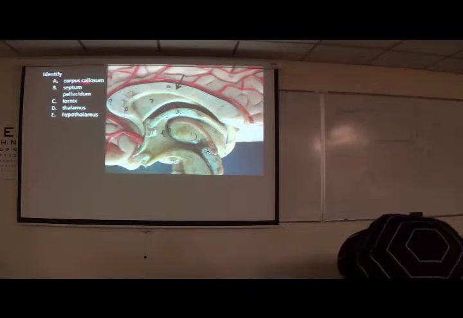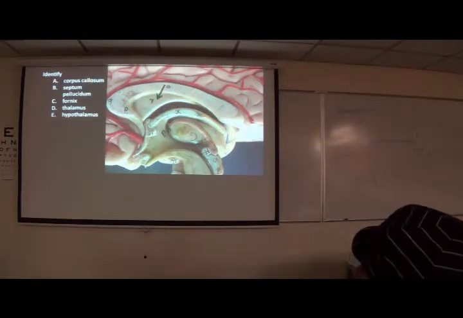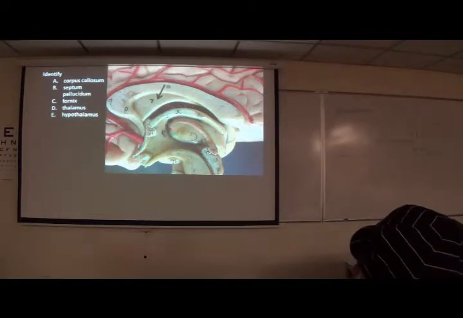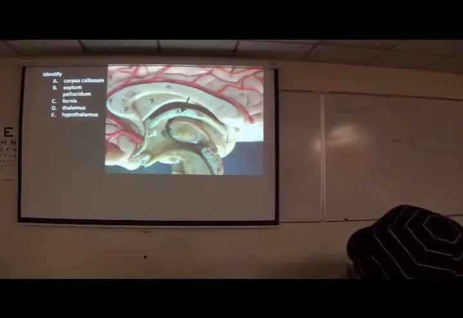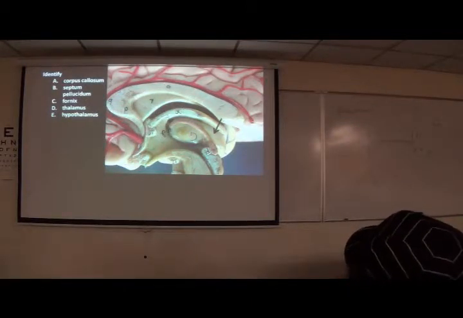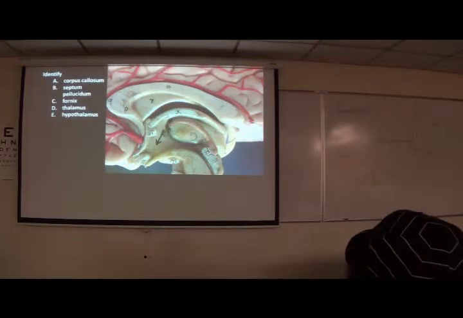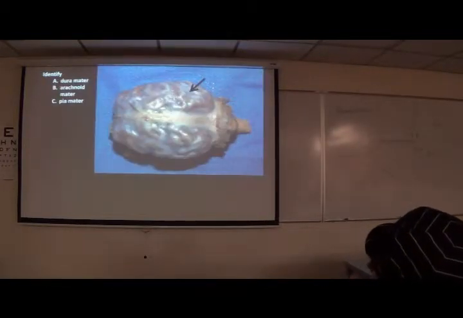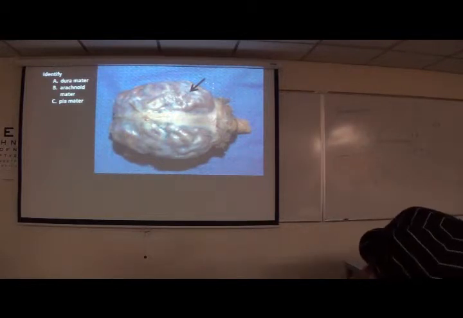Corpus callosum. All right. Septum pellucidum. Nope. Fornix is here. Septum pellucidum. There's your fornix. Thalamus still. And then the hypothalamus. Dura mater. Dura mater. So what you cut off of the sheep brain.